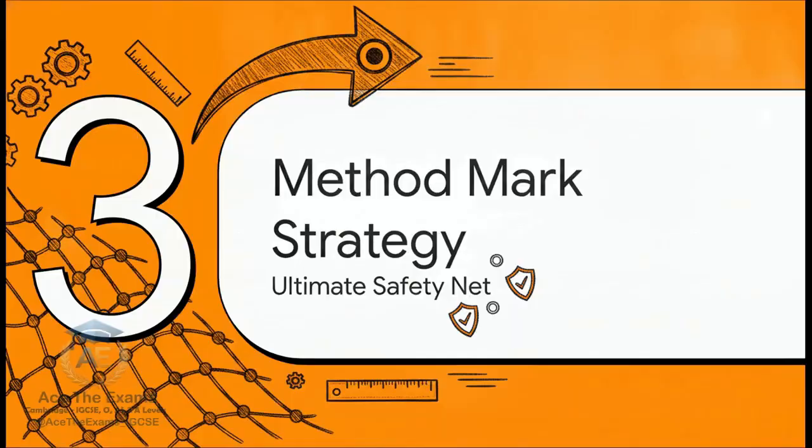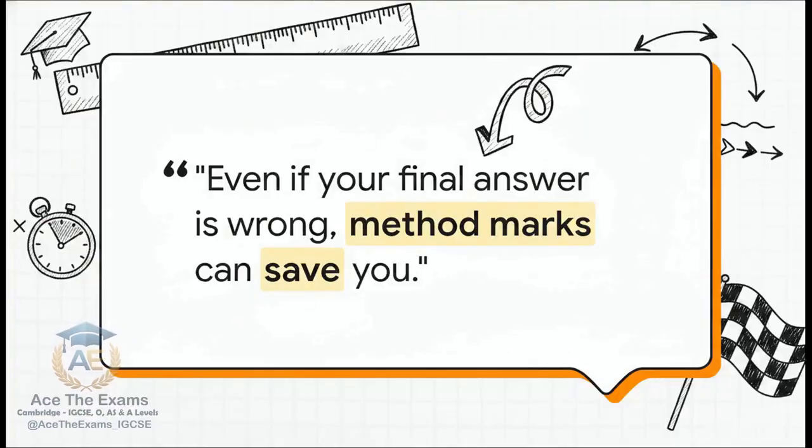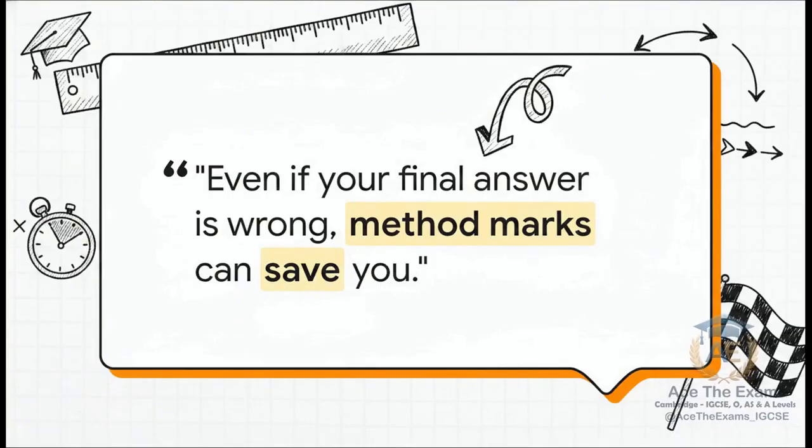Okay, let's get back to it. Look at this quote. Even if your final answer is wrong, method marks can save you. This is a golden rule pulled directly from the examiner's playbook. In 4.2 Kinematics, candidates consistently lose marks simply by not showing their working.